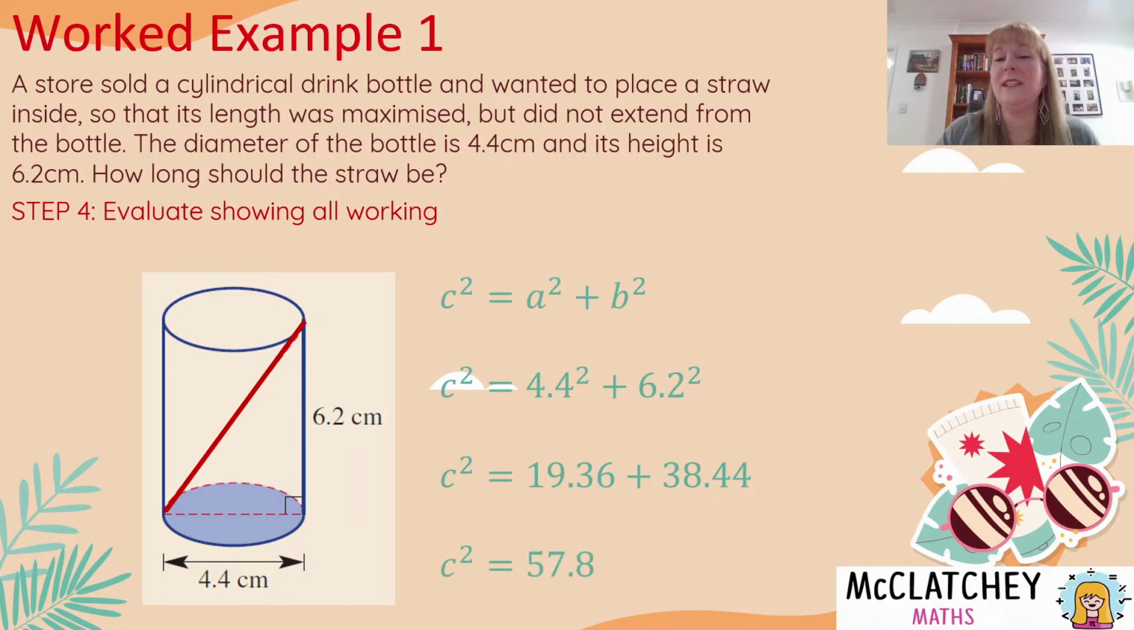So let's continue. C squared is equal to 57.8, and we can take the square root of that now and find that the length of the straw is 7.6 centimetres. Now, if you'll notice in the question for worked example 1, it didn't actually ask you to find C. It asked you how long should the straw be. So to answer that question, it's not enough just to write C equals 7.6 centimetres. We actually have to give a statement that answers the question that's been asked.